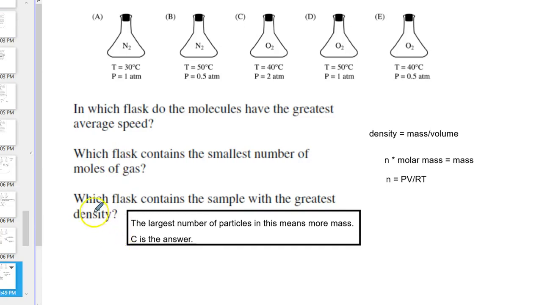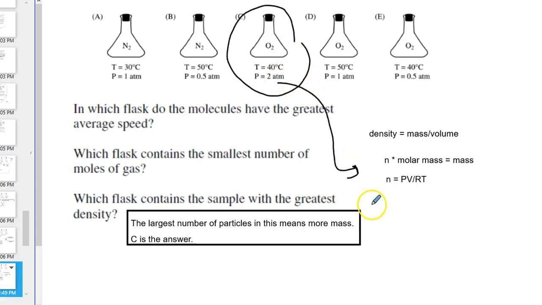Alright, and the last one is, which flask has the greatest density? Density means more mass. The answer is C. So this is the one that I originally calculated as having the most particles. And that's why it's got the most particles with a heavier particle, meaning greater density per area.